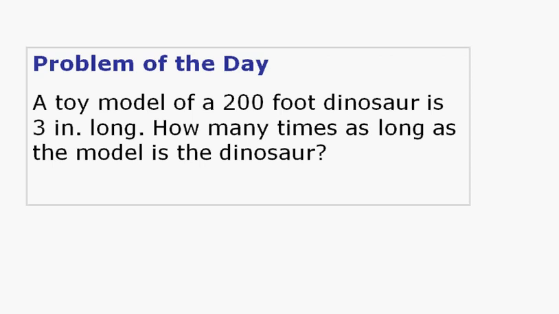A toy model of a 200-foot dinosaur is 3 inches long. How many times as long as the model is the dinosaur? Well, you think of the fact our new figure is only 3 inches. Oops, let me switch the pencil. New figure is only 3 inches, but our original was 200. We take the new and we compare it to the old. Well, just simplifying that down, we can actually find the ratio, the comparison about the size of the figures, converting one from the other. And then we just take the inverse of it to find the opposite effect.